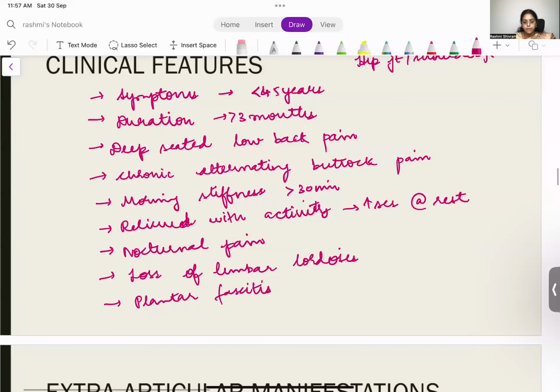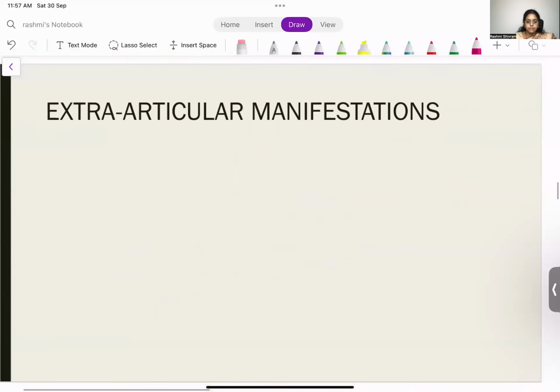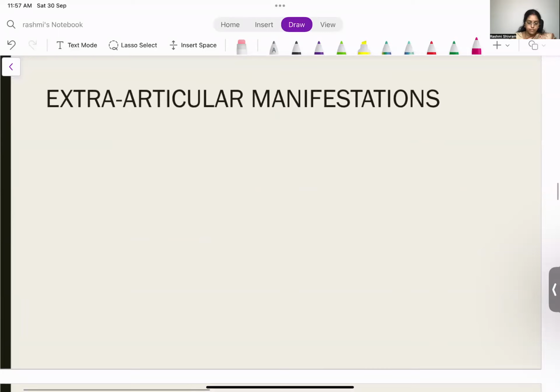How do we characterize the pain in these patients? Right? So moving on to the extra-articular manifestations. What are the extra-articular manifestations? So the first one, eyes. What will you find in eyes? You will have acute anterior uveitis.